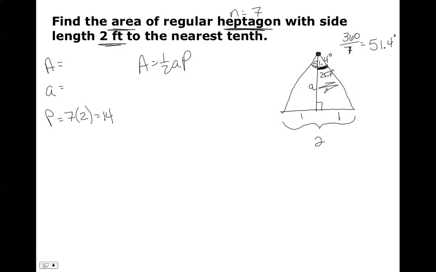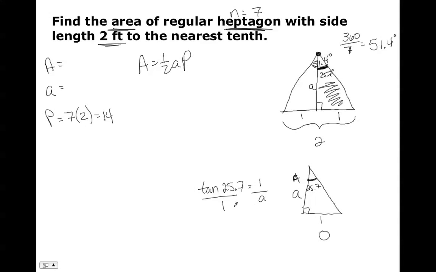Now, if I were to pull out this triangle here, here's my apothem. This is 25.7, and this is 1. Hopefully you recognize that to find the apothem, we're going to have to use trig. So if this is the angle we're talking about, this is the opposite side, and this is the adjacent side. And we remember that that's going to be tangent. So we have the tangent of 25.7 equals the opposite over the adjacent.